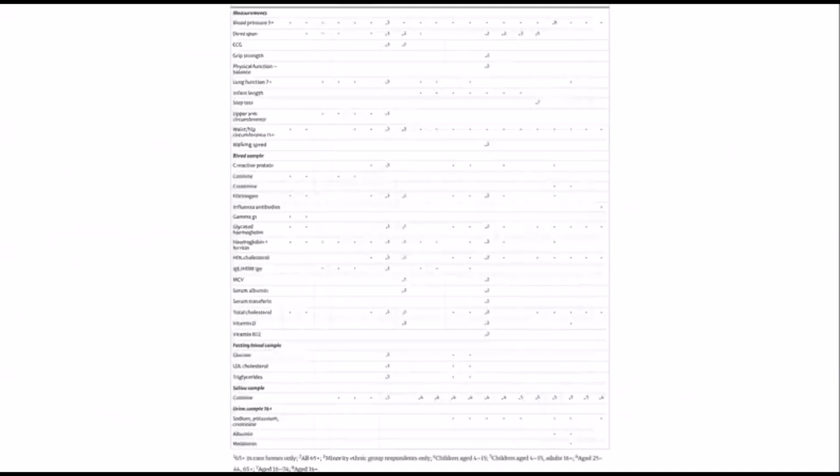I know this is so tiny, you probably can't see it very well, but this tells you a few of the measurements that have been collected by the Health Survey for England, including blood pressure, grip strength, lung function, walking speed, and also the analytes that have been collected from the blood, saliva, and urine samples. So it just gives you an idea of the range of things that have been done in the Health Survey for England, but also the consistency with which they've been done over the years.